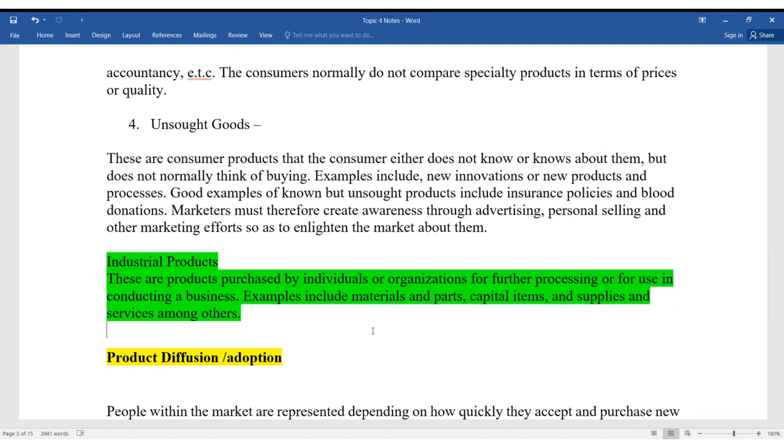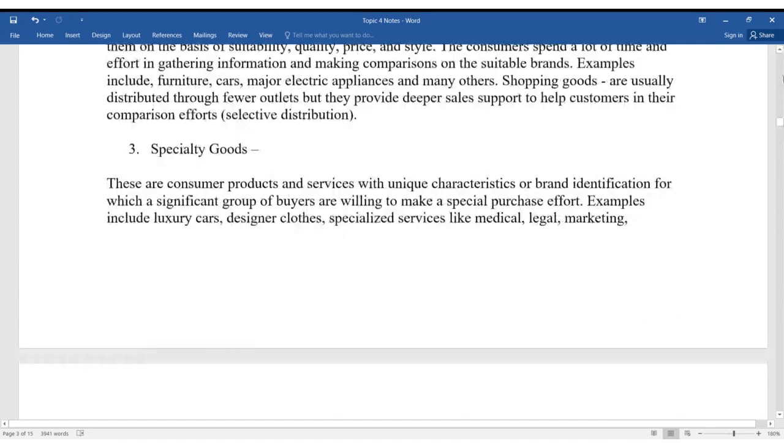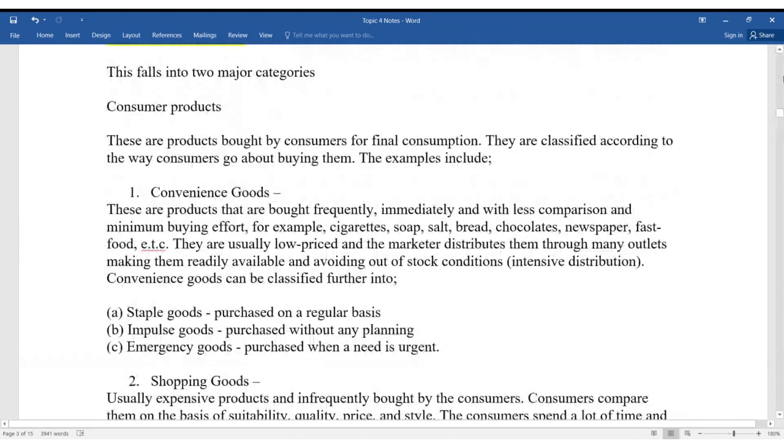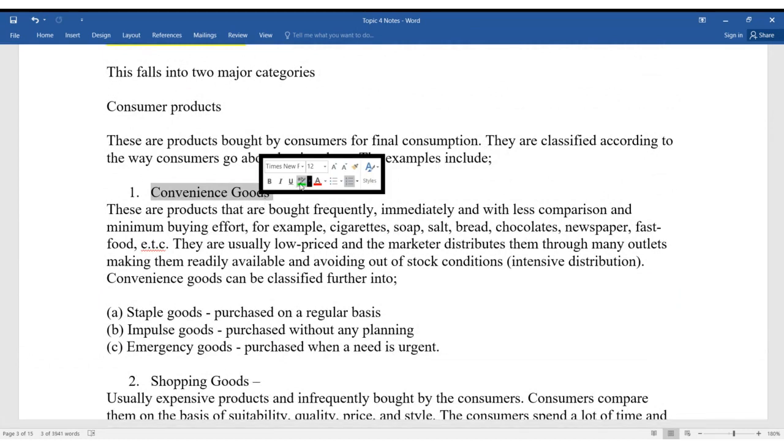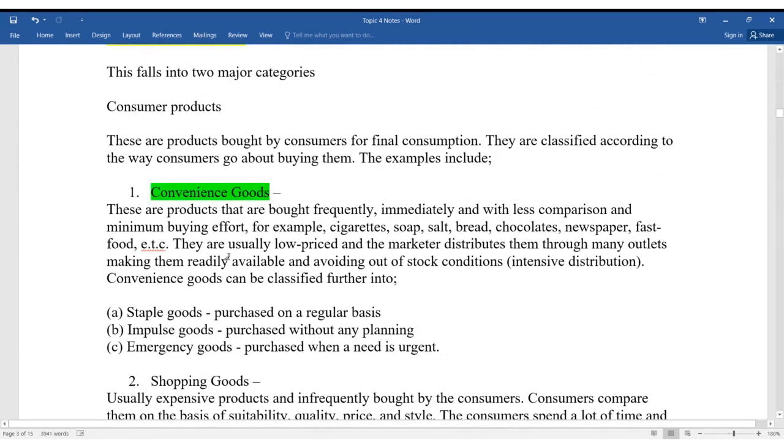Let's look at the second class. The second class is known as the consumer product. We're going to look at them in 4 major classes of consumer product. One, we have the convenience group, convenience goods. Now, consumer products are normally bought for final consumption. These are products bought for final consumption.